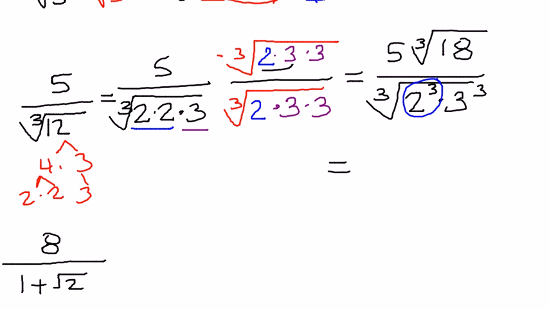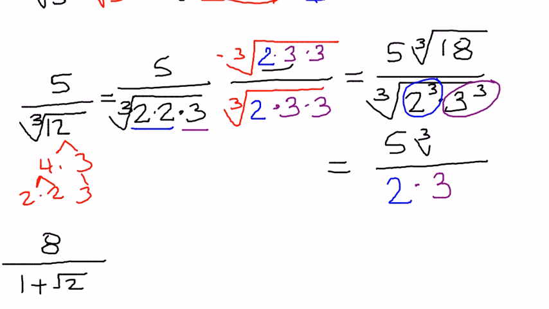Okay, in the denominator, 2 cubed is 3 2's on the inside. That is going to make 1 factor of 2 on the outside. 3 factors of 3 on the inside is going to make 1 factor of 3 on the outside. So the denominator is going to become 2 times 3 instead of the cube root of 2 cubed times 3 cubed. And then in the numerator, I've got 5 times the cube root of 18.